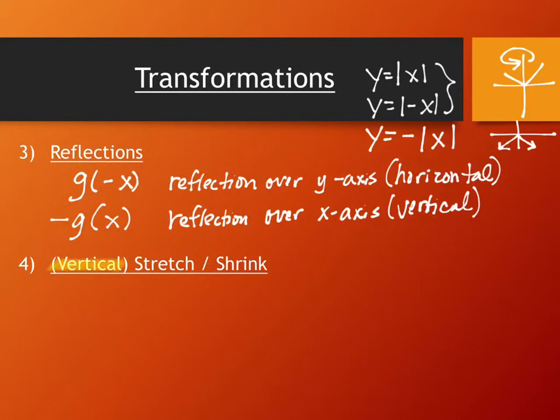So those two types, we're looking only at verticals here, occur outside of any of the groupings of x. So they look like this. We have k g of x, k times g of x.